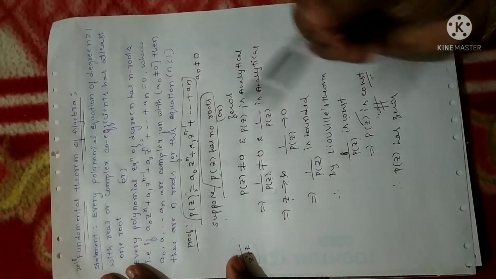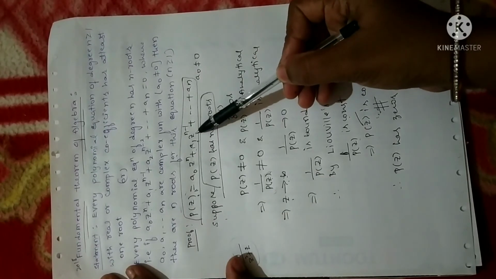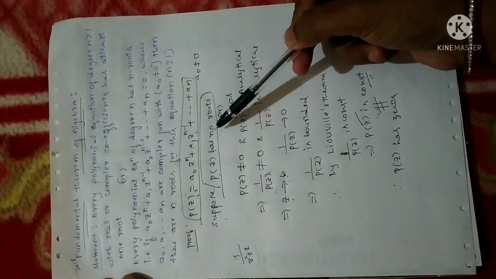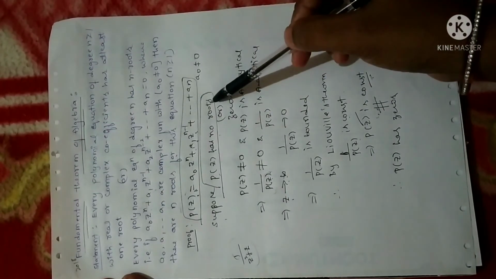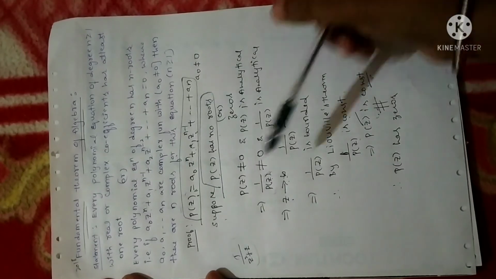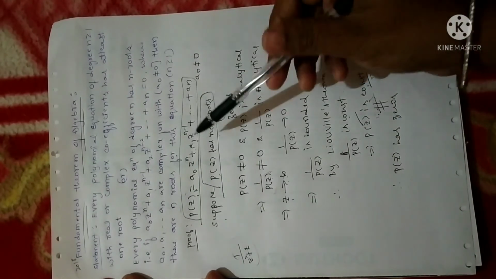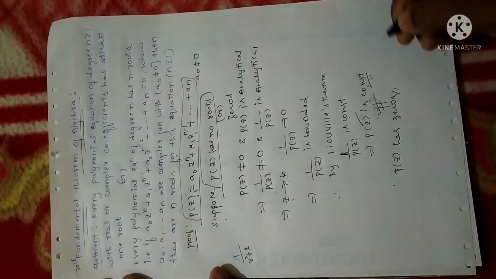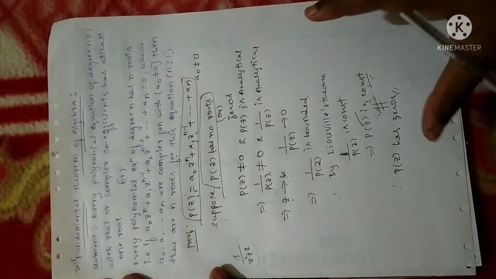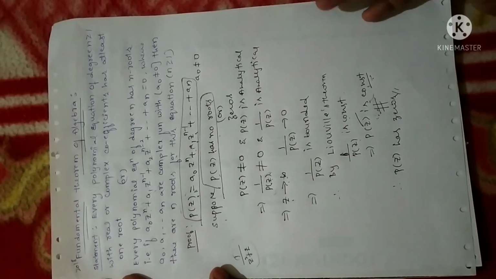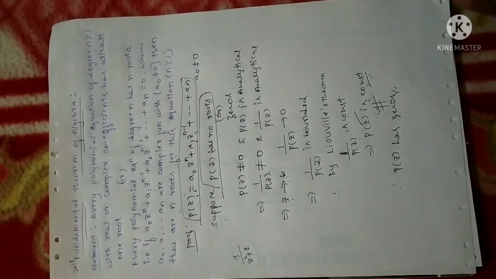Clear? I am repeating once again. I have taken p of z as a polynomial, and I have assumed by the contradiction method that it has no roots. So if it has no roots, what we have arrived at is p of z is constant. But it is not the case. It cannot be possible. Therefore, our assumption is wrong. Therefore, p of z should have zeros. If it has zeros, one part is finished. What we have proved is p of z has zeros. But we have to prove it has exactly n zeros. So let me prove that.